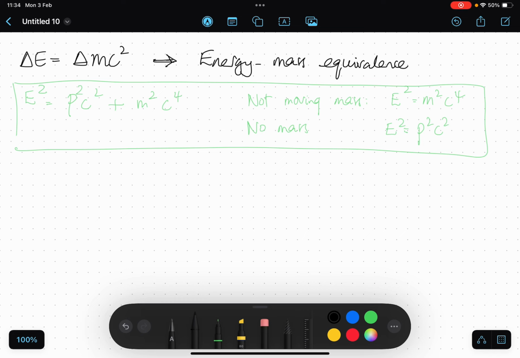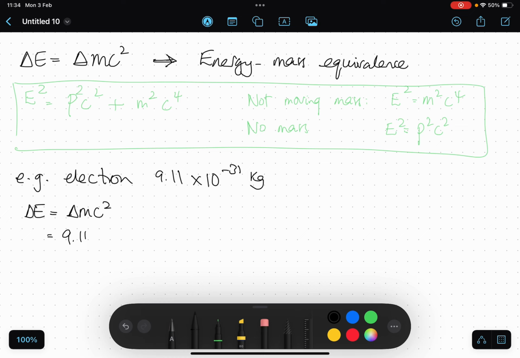If we've got something like an electron, it has a rest mass of 9.11 times 10 to the minus 31 kilograms. There is an energy equivalence of that mass. In other words, if we could convert all of the mass of an electron into energy, how much energy it would have can be calculated from Einstein's equation. So mass is 9.11 times 10 to the minus 31 kilograms multiplied by the speed of light squared, and we get 8.2 times 10 to the minus 14 joules.